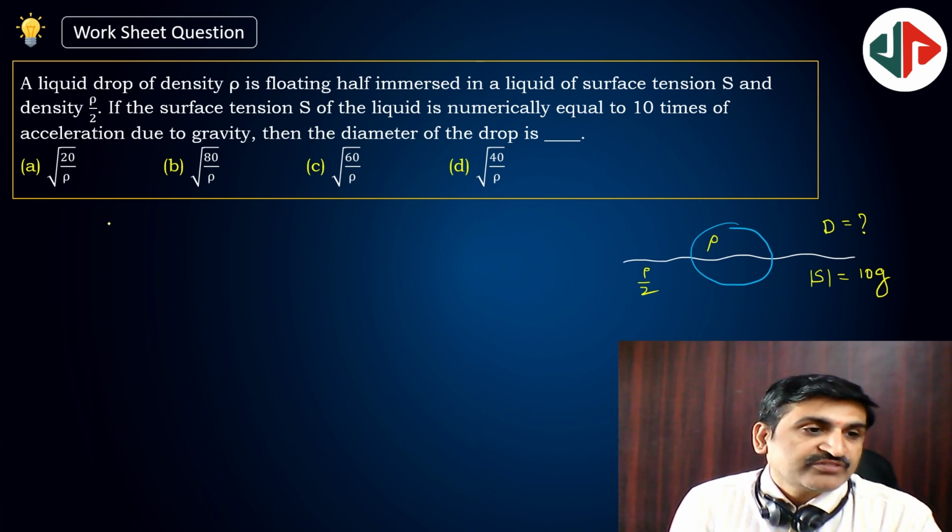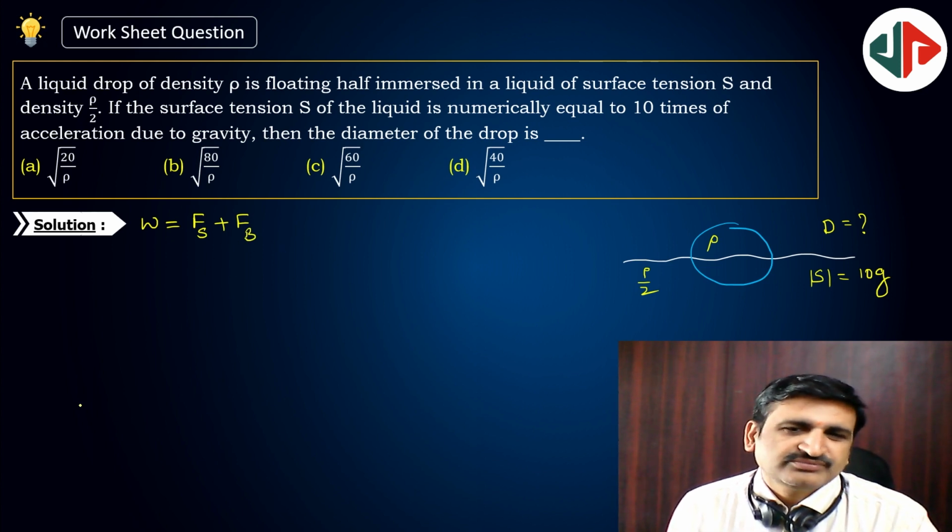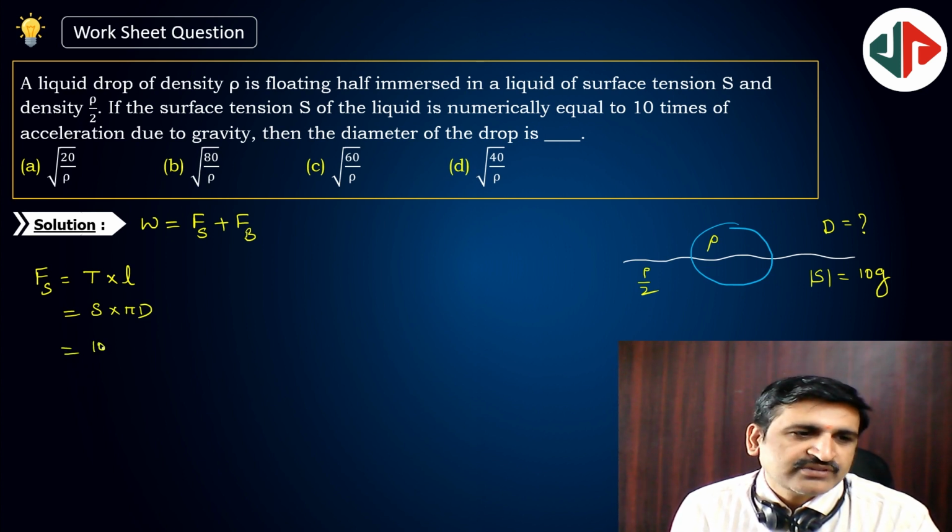We have weight is equal to surface tension force plus buoyant force. Because of that only it should float. So it's a floating condition I can call. Surface tension force is equal to surface tension into length, right? So surface tension is equal to S, length is equal to pi d. So S is equal to, he gave 10g into pi d. We have to find out the diameter.